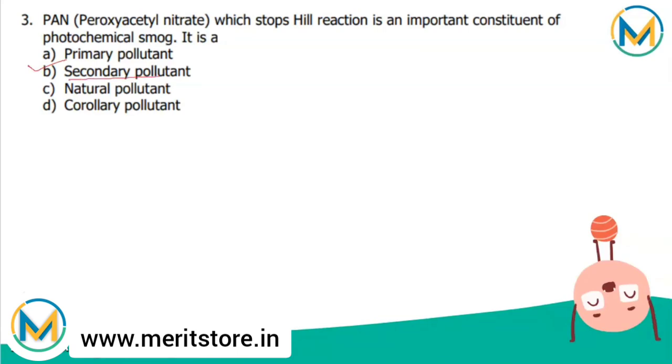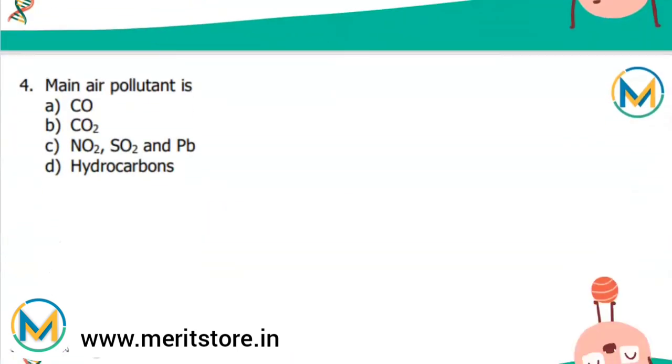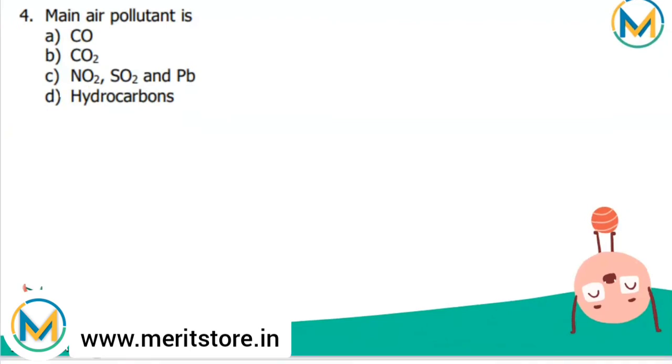Looking towards the next question, that the main air pollutant is. So basically carbon monoxide is released in incomplete combustion of petroleum product, and automobiles are responsible for the production of 74% of total man-made carbon monoxide in atmosphere.